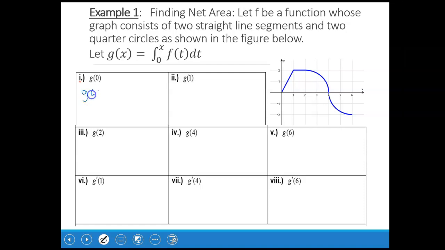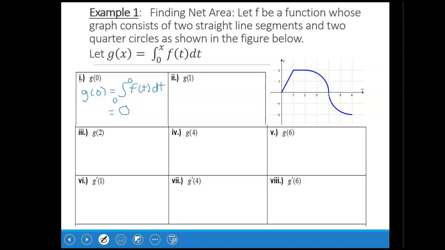say, okay, g of 0 equals the integral from 0 to 0 of f of t dt. Well, what do we know about the integral from 0 to 0? So g of 0 equals 0. That is now considered my initial condition. All of the remaining information is going to come by combining that g of 0 with my graph.